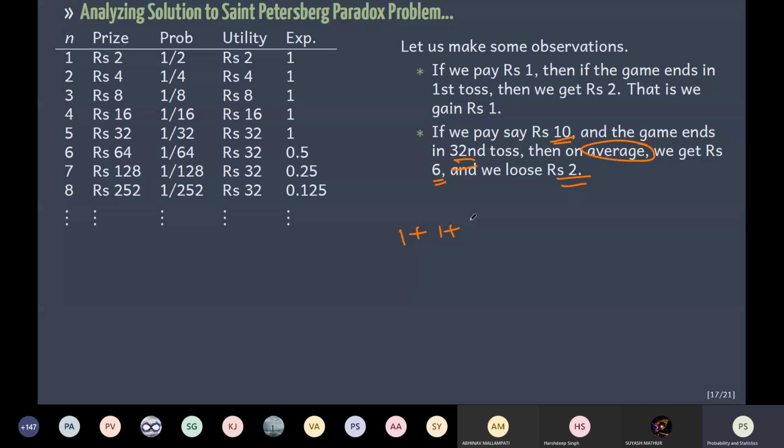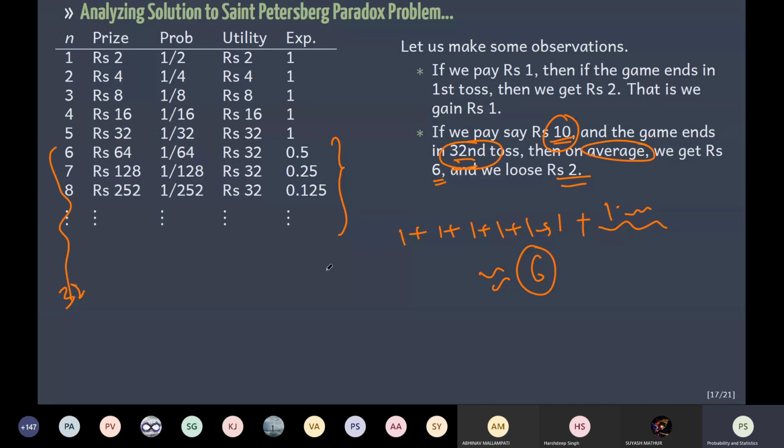So now if I add, there are 5 ones: 1, 2, 3, 4, 5, and then the remaining I claim to be 1 point something. I have not calculated the sum of this series, so it will be somewhere around 6 on average. Even if the game goes up to the 32nd toss, from 6 to 32 I'm hardly adding roughly 1 point something. So it's like 5 plus 1 point something, which is approximately 6. So I'm not going beyond 6 in expectation.